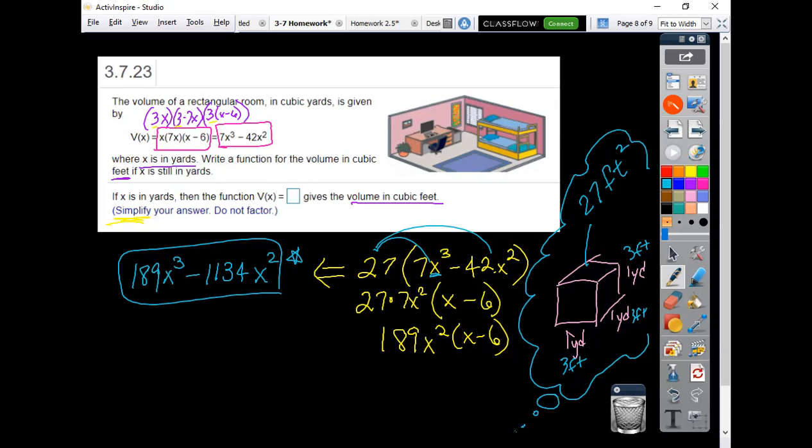Problem 3.7.23, converting the cubic yards into cubic feet in an algebraic expression.